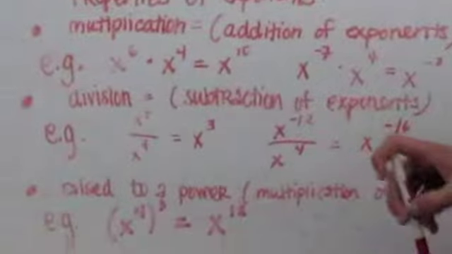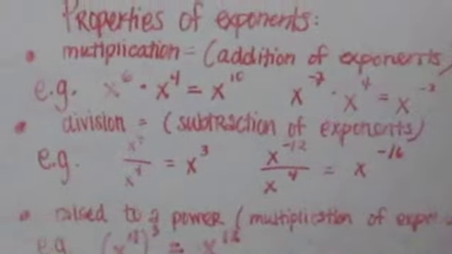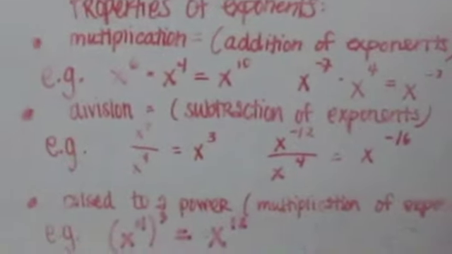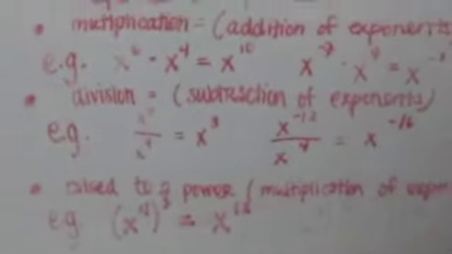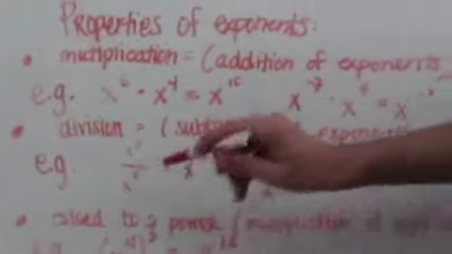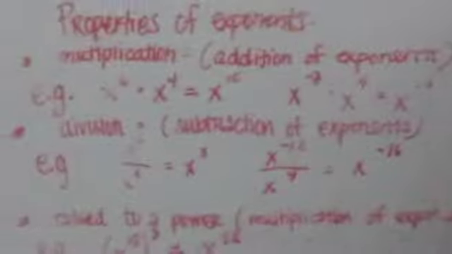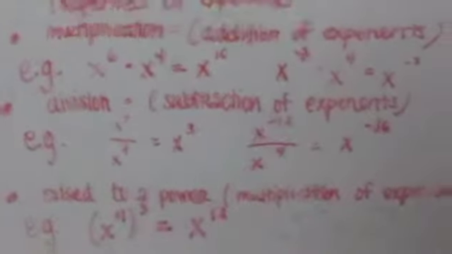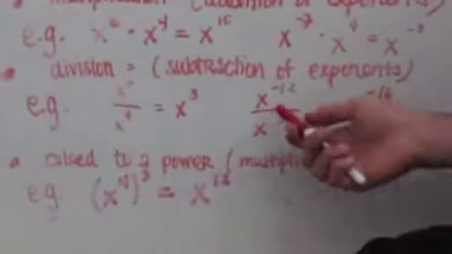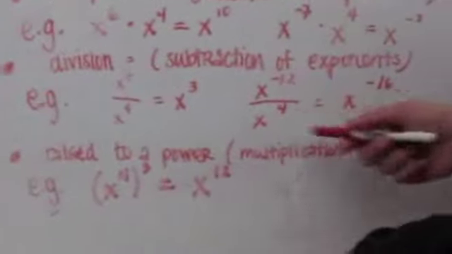Division is the opposite. You're going to be subtracting. X to the 7th over x to the 4th is 7 minus 4, equals x to the 3rd. X to the negative 12 over x to the 4th is negative 12 minus 4, which is x to the negative 16.